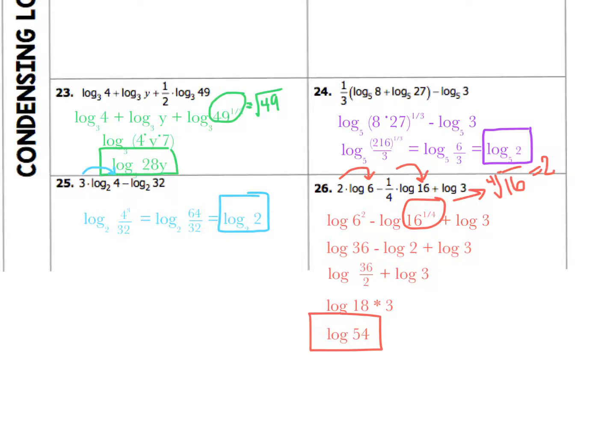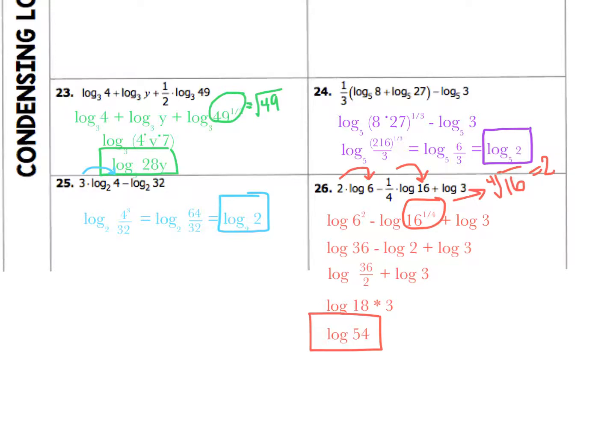And so I thought about 1/3. So that's 216 to the first power, and I'm taking the cube root. So what number times itself 3 times? So what times what times what would give me 216? And I found that that was 6. So I have log base 5 of 6 divided by 3, and 6 divided by 3 is 2.